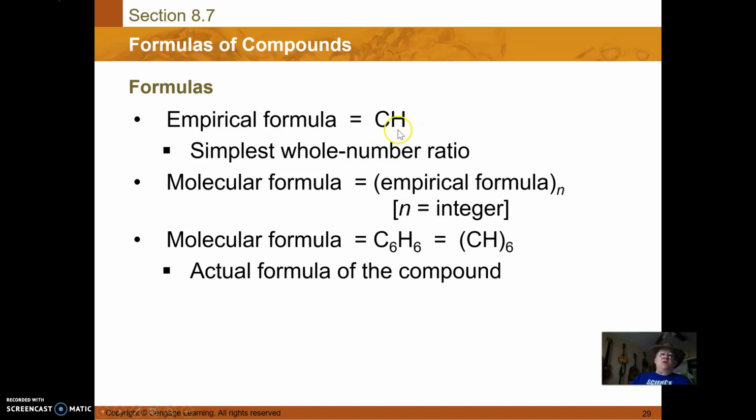The empirical formula is the base formula structure for a whole family of compounds, molecules, okay? And all of those other formulas, aside from the empirical one, so if you had C2H2, that would be a molecular formula of this empirical, okay?